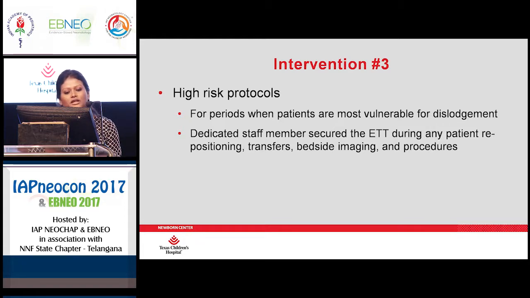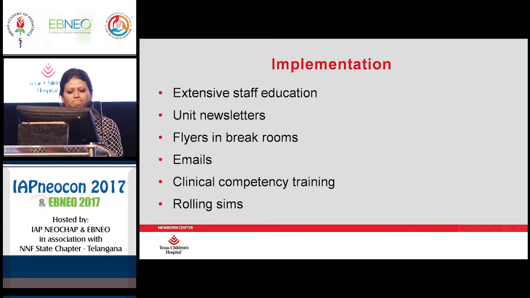Intervention number 3 is they wanted to address these high-risk periods when babies were moving around. So their intervention was to have 2 providers at the bedside, and one of them was strictly in charge of ensuring that the tube stays in place while the baby is being moved. So in terms of how they implemented all these interventions, it required an extensive amount of staff education, especially considering our large group of nurses.